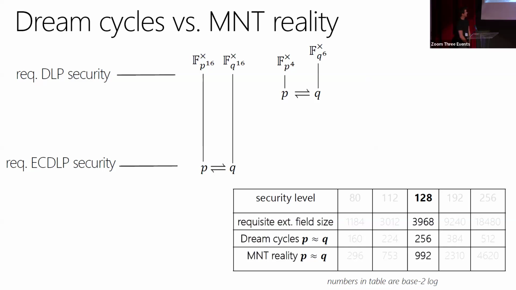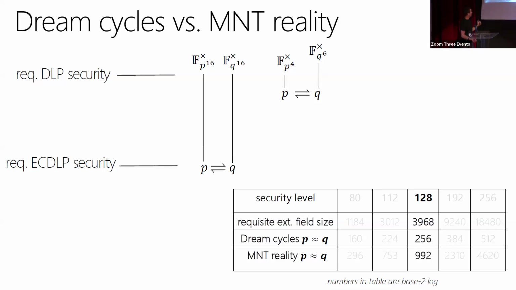When that was proposed in their paper, I've grayed out some of the other security levels here. I'm only going to talk about the middle one, the one that we all care about the most. This picture is to try to depict the suboptimality of that MNT cycle. Over here, we've got a dream cycle, and over there is the MNT reality.